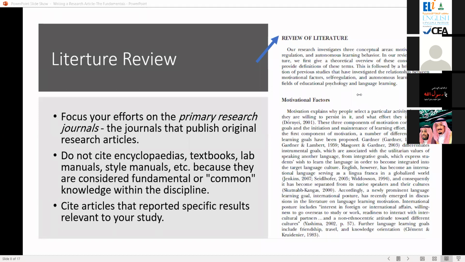Which point would you like me to repeat? Oh, the research question, yes.